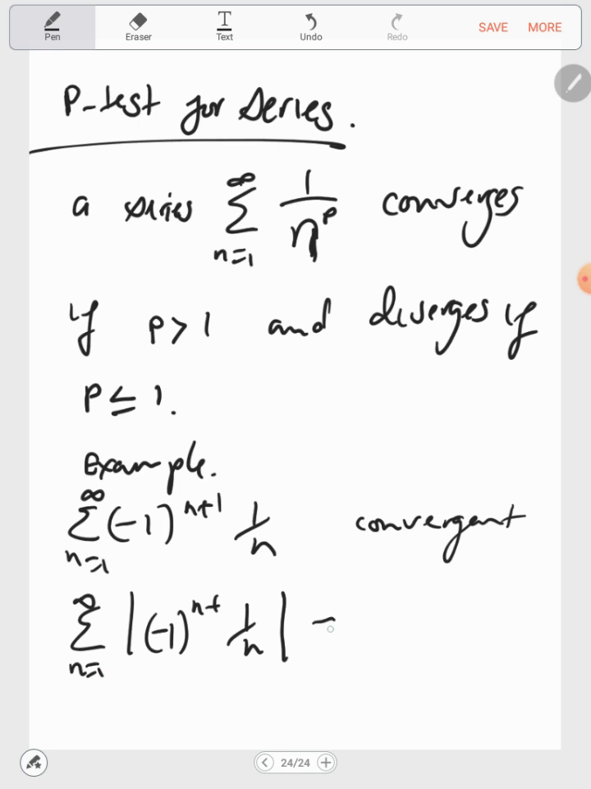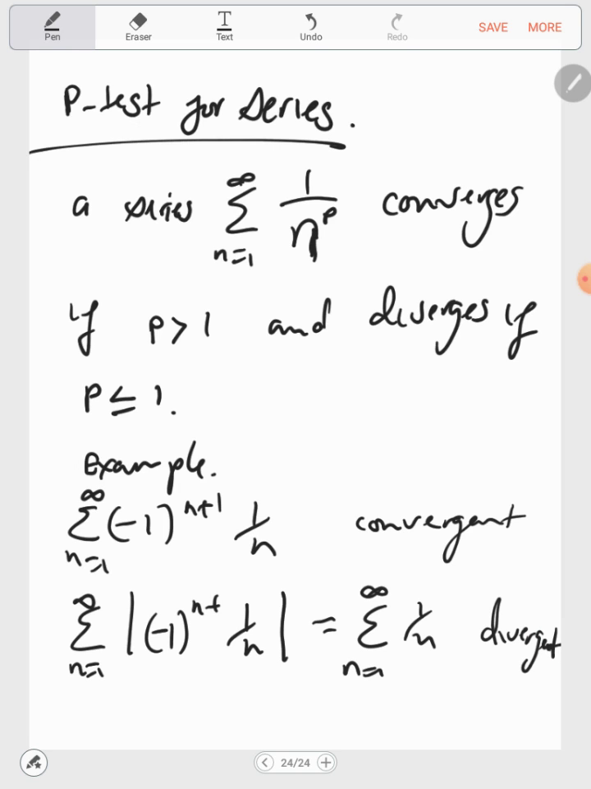Okay, so when we get the absolute value, we know the absolute value of minus 1 is just 1. We get 1 over n plus 1. Now, according to the p-test, our p here is what? 1. So that means this is divergent.